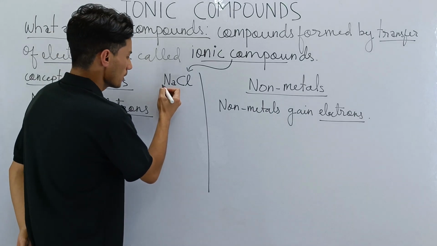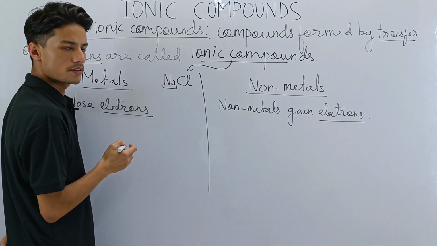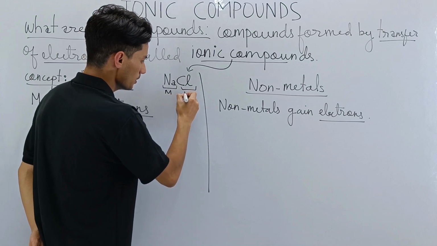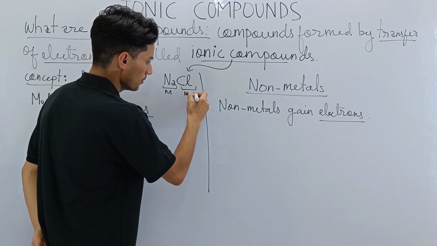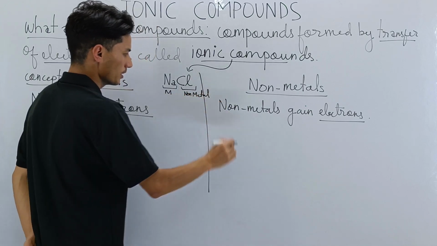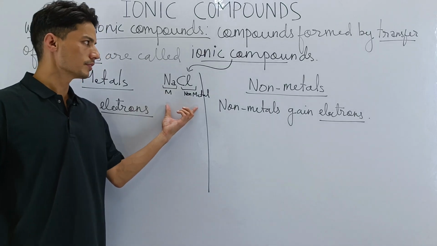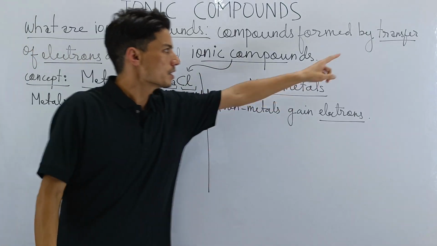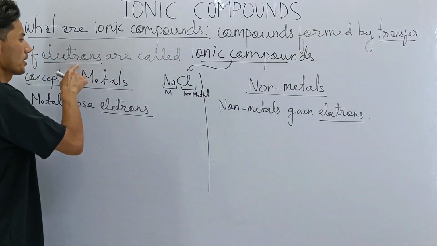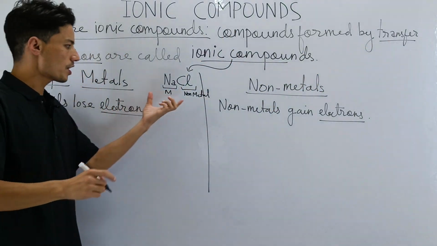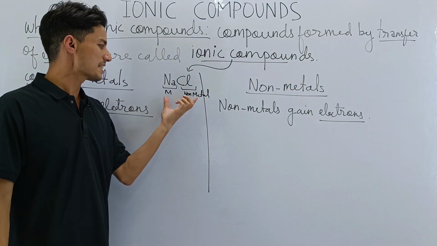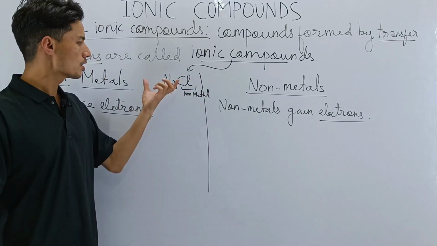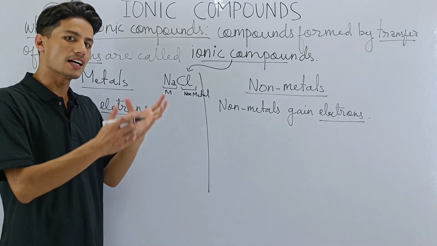So the metal here is sodium and this is the non-metal. Okay, this is an ionic compound, and since this is an ionic compound, this compound is formed by transfer of electrons. So transfer of electrons has taken place, which has resulted in the formation of this compound, which is sodium chloride. So let's try to understand.